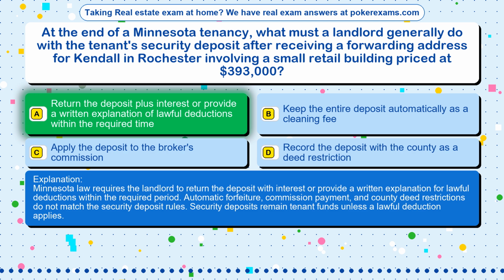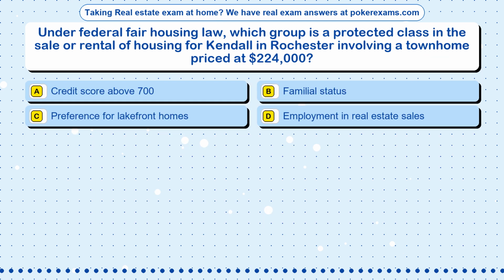Question 70. Under federal fair housing law, which group is a protected class in the sale or rental of housing for Kendall in Rochester involving a townhome priced at $224,000? Option A, credit score above 700. Option B, familial status. Option C, preference for lakefront homes. Option D, employment in real estate sales.